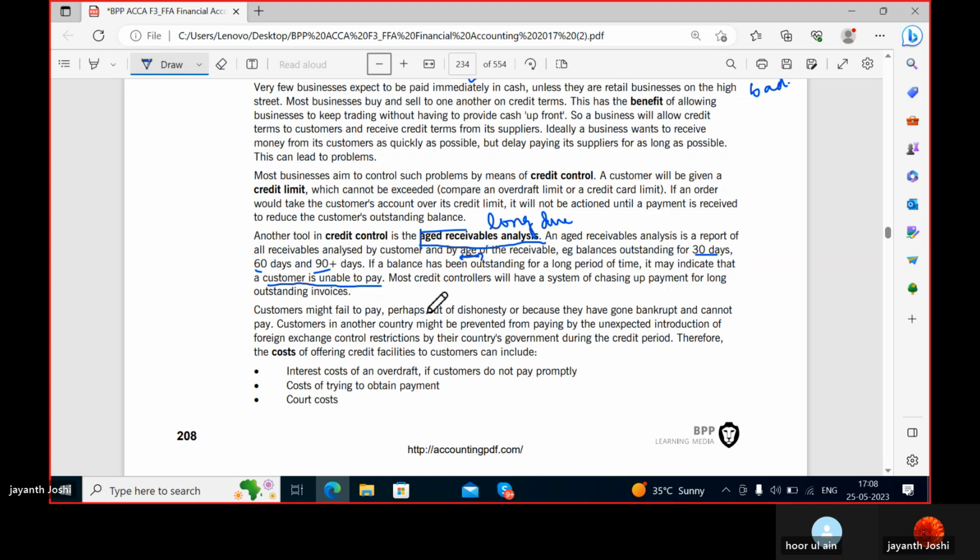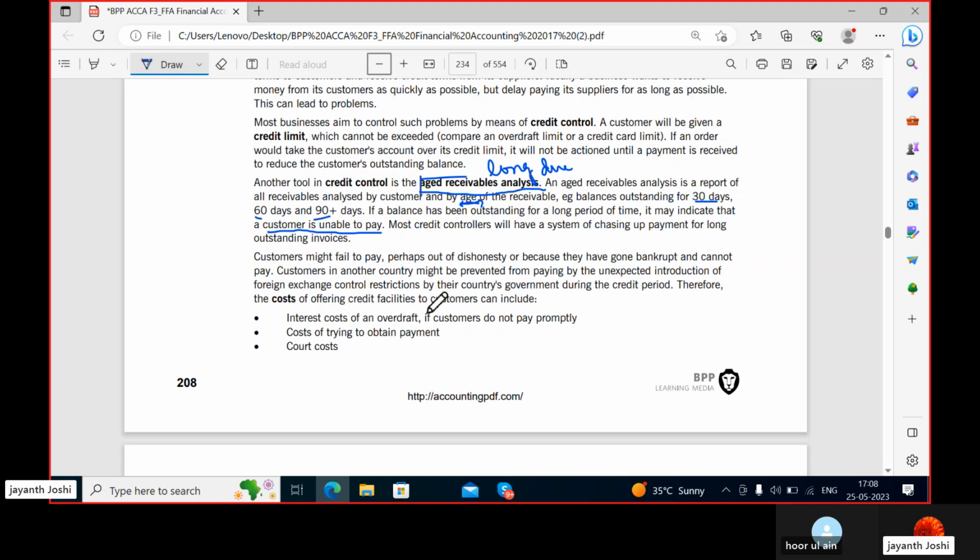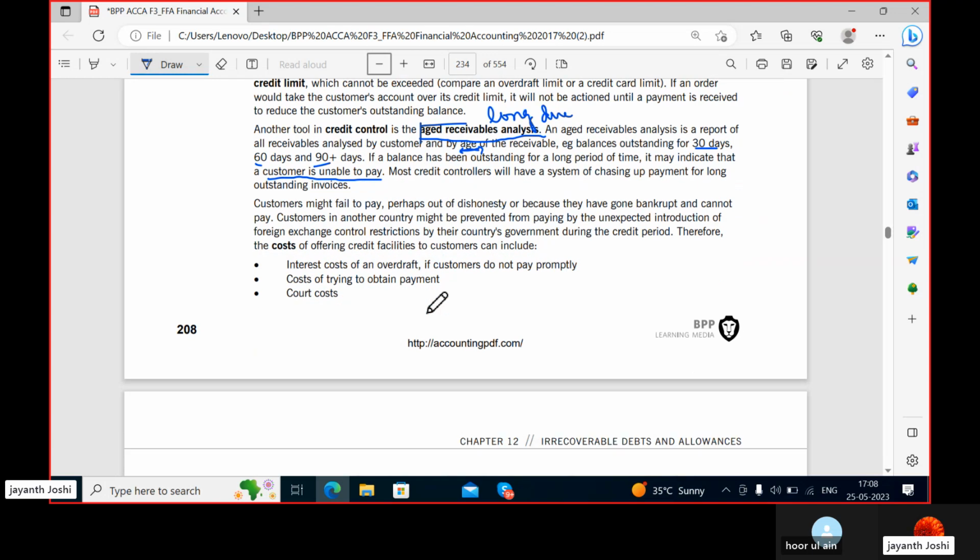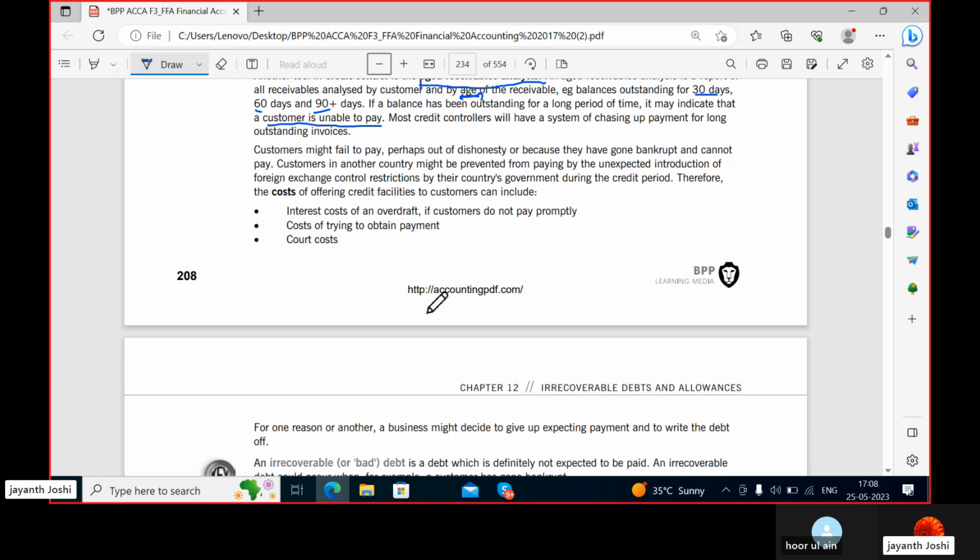Now, why do the customers fail to make payment? Sometimes out of dishonesty, sometimes they have faced some issues like they have gone bankrupt, so that's the reason they are unable to pay. Now the cost of offering credit facilities. When business is trying to increase their sales by offering credit facilities to customers, business is incurring some kind of cost also for that. What are those costs? First cost is interest cost on an overdraft.